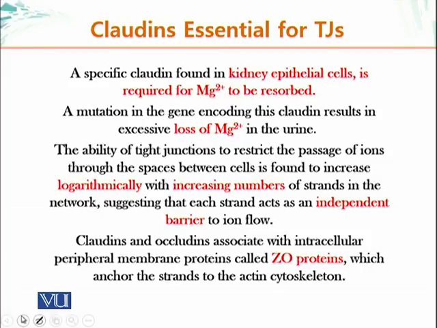Basically, what this information is suggesting is that each strand acts as an independent barrier to the flow of ions. Claudins and occludins are associated with intracellular proteins present in the cytoplasm, and these proteins are called ZO proteins. ZO basically means zona occludens. These ZO proteins anchor the strands to the actin cytoskeleton, linking it to the claudins and thereby enhancing their function.